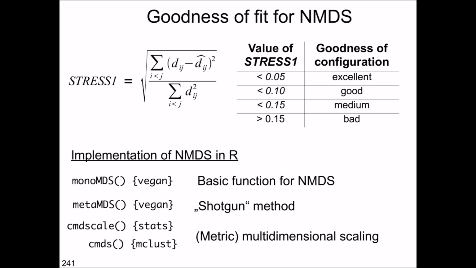So generally, as a rule of thumb, people say, or you find in textbooks, that the value of stress 1 should be lower than 0.1 to yield a good representation of the original data.